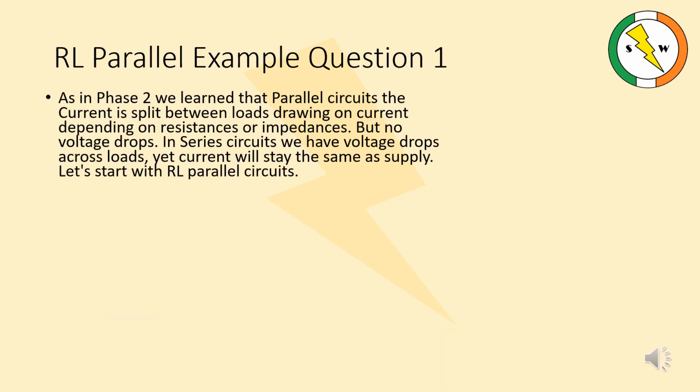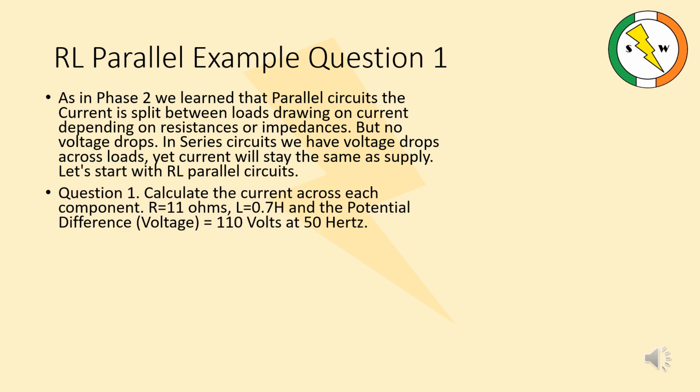As in Phase 2, we learned that in parallel circuits, the current is split between loads, drawing on current depending on resistances or impedances. But no voltage drops. In series circuits, we have voltage drops across loads, yet current will stay the same as supply. Let's start with RL parallel circuit.